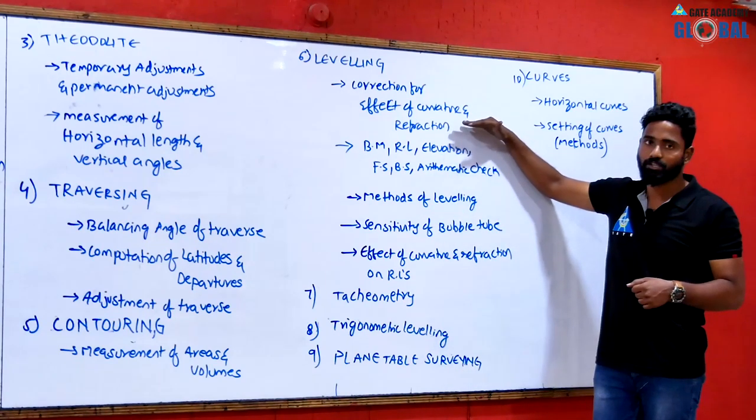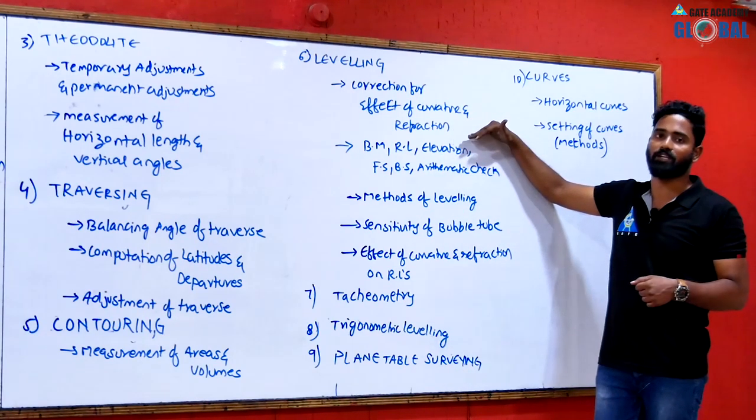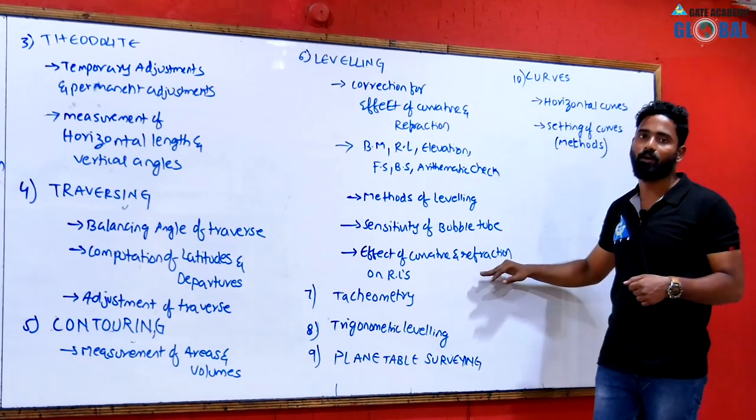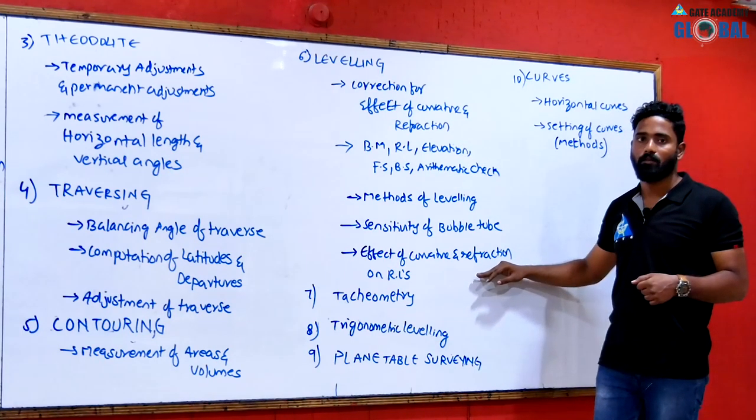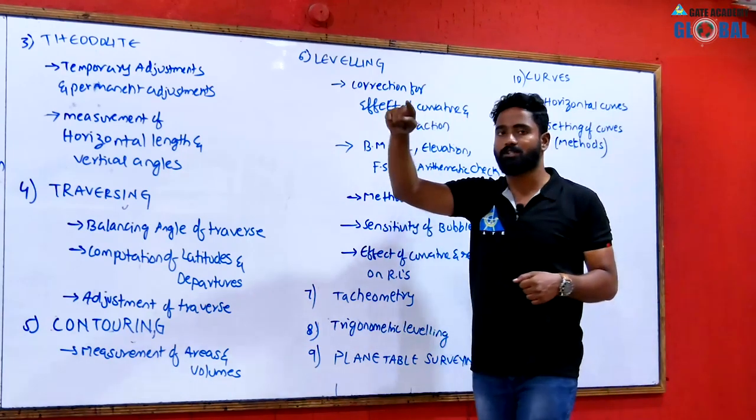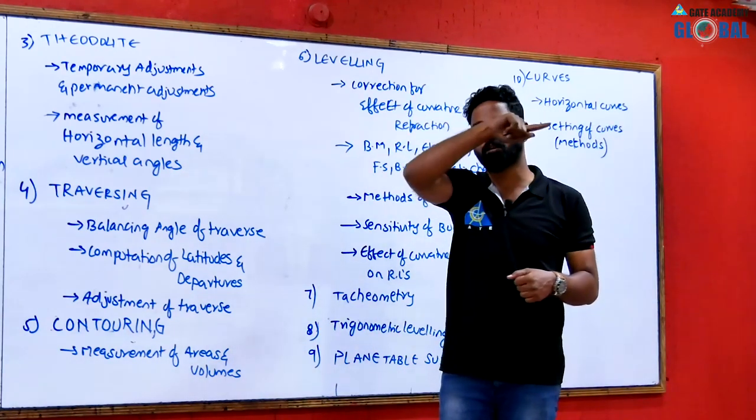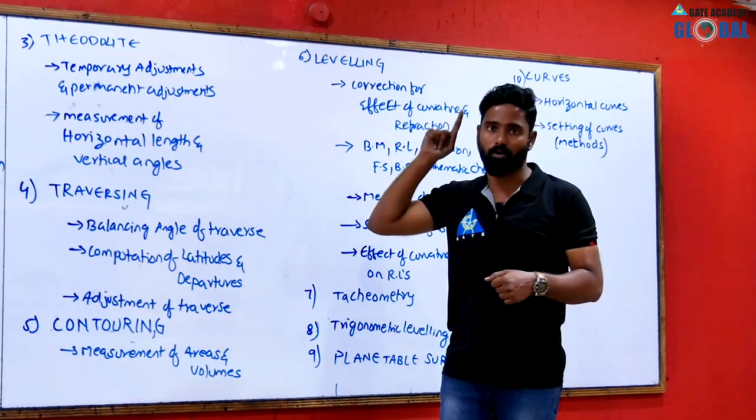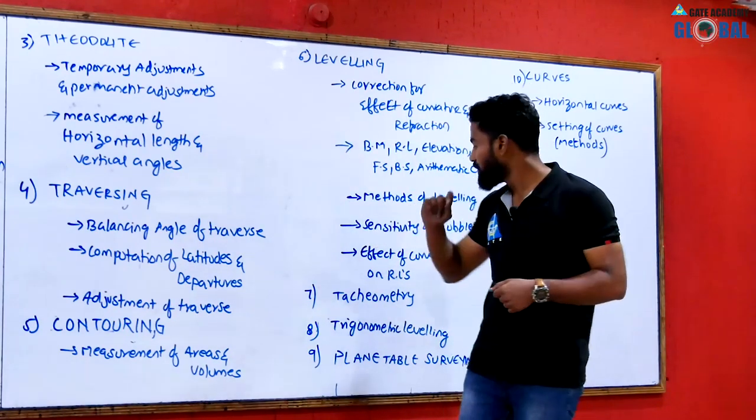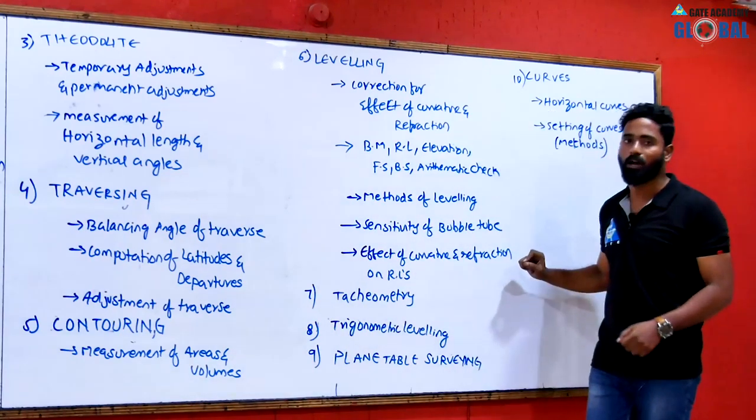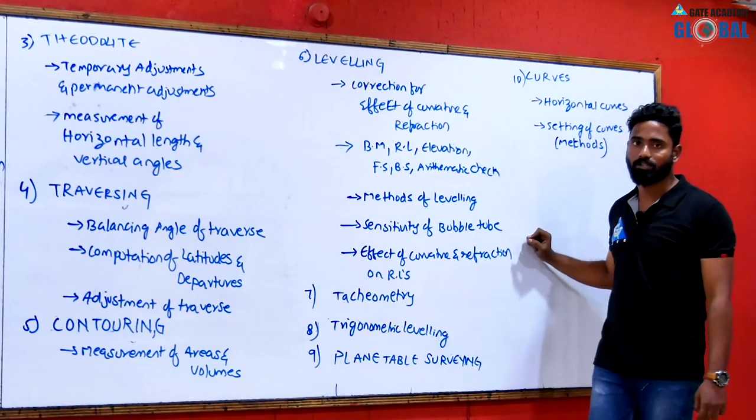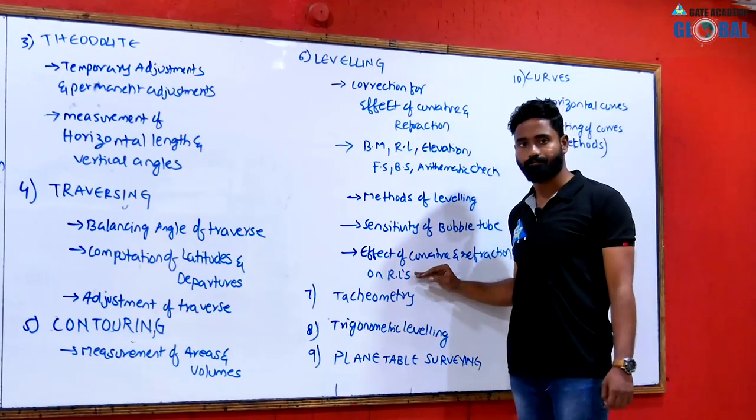As I already told, there will be a correction due to the effect of curvature and refraction on the levels. That effect should be applied on RLs, because the Earth is not exactly straight. The Earth is somewhat curved. That's what we do in geodetic surveying. I have already told you that, right? So that will be discussed in detail, how you are going to show the effect of curvature and refraction on RLs.